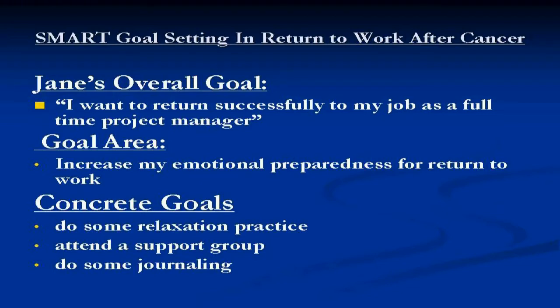So now that we have these different goal areas, we go one level down to concrete level goals. It's at this level that you'll brainstorm specific actions or behaviors that you could actually do to help you move forward your overall goal within a particular goal area. So, for example, within Jane's sub-goal of increasing her emotional preparedness to return to work, she might brainstorm the actions of doing some relaxation practice, attending a support group, and doing some journaling. Now, most people would stop at this second lowest level with a concrete goal such as, I'll do some relaxation exercises before I go back to work.